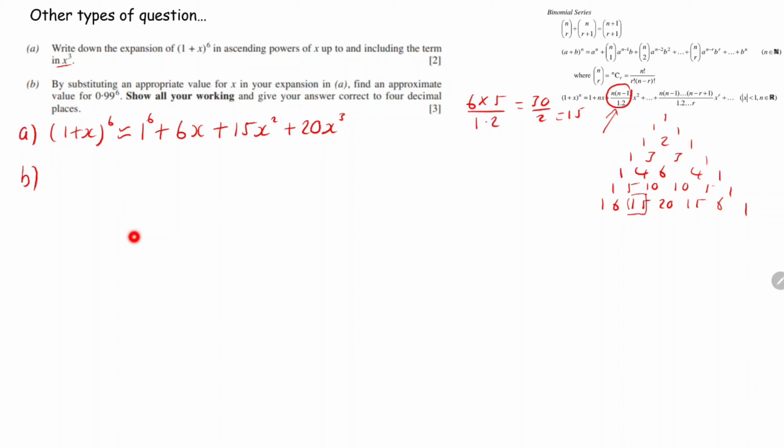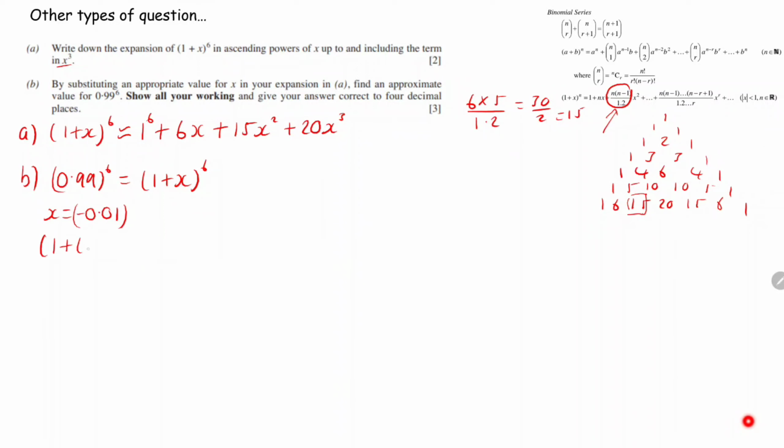Okay. Now part B wants us to substitute an appropriate value for x into the expansion to find a value for 0.99 to the power of 6. Okay, so we want to find 0.99 to the power of 6, and we've got an expression for 1 plus x to the power of 6. So what you need to do in this particular case is to understand that to get from 1 to 0.99, x must be equal to minus 0.01. So that's going to be our value that we're going to use in this case.